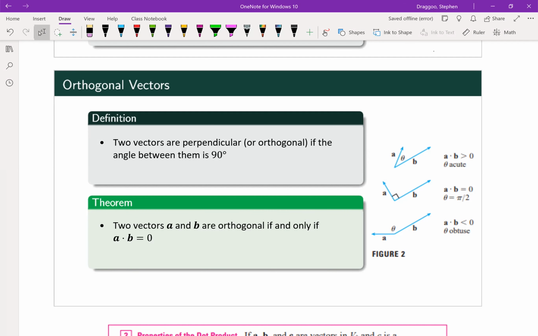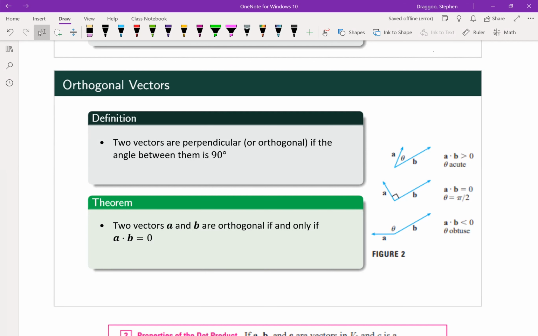Based on the theorem that we had previously, if we take the cosine of 90 degrees, we get 0, which means that the dot product would be equal to a magnitude times the cosine of 90 degrees, which is 0, so it all works out to 0. If we take a look over at figure 2, we've got a few different example angles between A and B and what that means for the dot product.